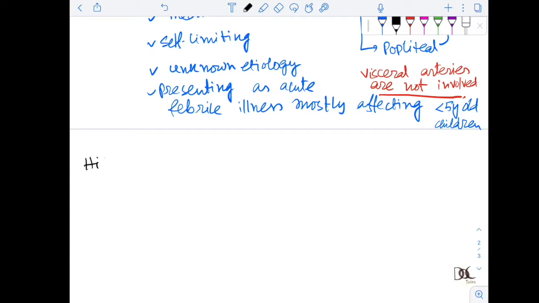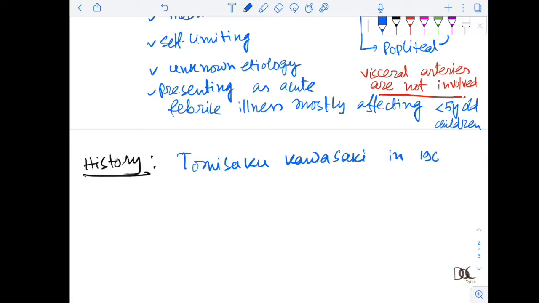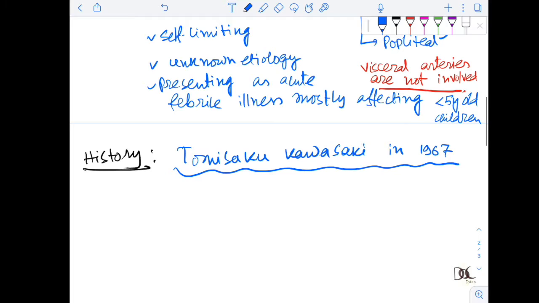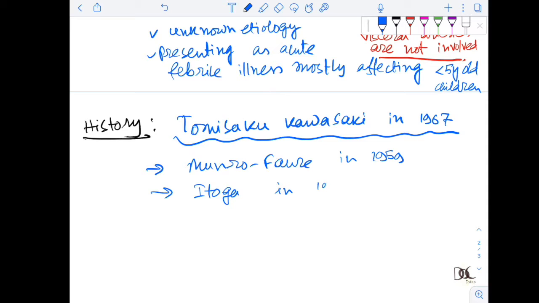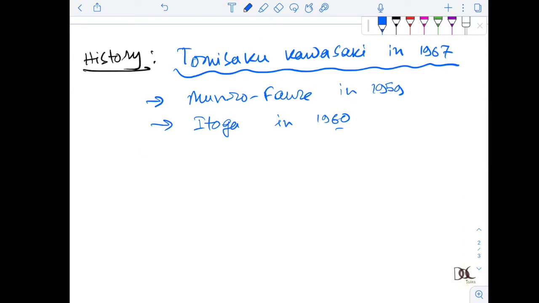What is the history? A brief. First, Tomisaku Kawasaki. He was the pioneer of this. In 1967 he described the whole spectrum of the disease and published subsequent papers with different complications and manifestations of the disease. Recently he passed away. Before that, the disease, not as Kawasaki, but the spectrum was described by Munro in 1959, and even Itoga in 1960. Whatever, but Tomisaku Kawasaki was the pioneer for this.